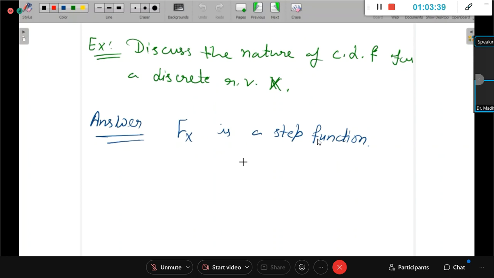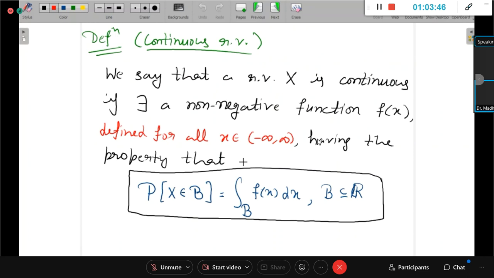Okay, right. Now let us see this example, this exercise is already done. Discuss the nature of the CDF for a discrete random variable x. Fx is a step function. Okay, let us define the definition of a continuous random variable.